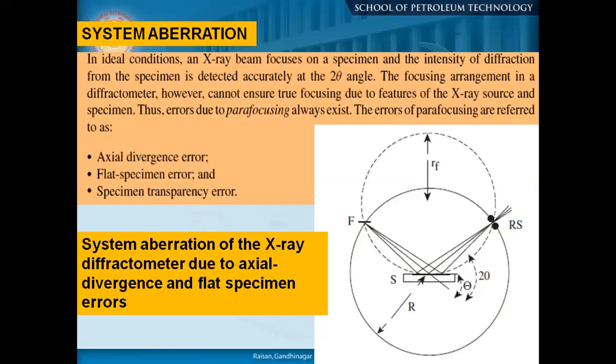So what may happen for this? Okay, you see, in ideal conditions, an X-ray beam focuses on a specimen and the intensity of diffraction from the specimen is detected accurately at the 2 theta angle. So we are trying to get certain information here itself. Okay, but in many cases an error may occur. The focusing arrangement in the diffractometer, however, cannot ensure true focusing due to features of the X-ray source and the specimen. For sample locations also, maybe there is slight deviation, and here you won't get the focus in the detector, because the detector is moving in a circular path. Once your focus is not there, you will not get your actual diffraction graph.